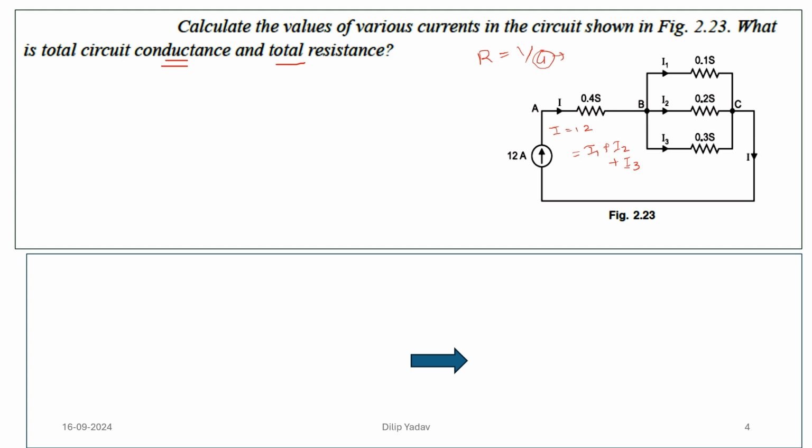Now, in the last part it is asking for the total conductance. That means if I calculate the resistance, this will be 1 upon 0.1, it will be equal to 1 upon 0.2, and it will be equal to 0.3. This is the resistance value. So I need to calculate the total voltage and the resistance.